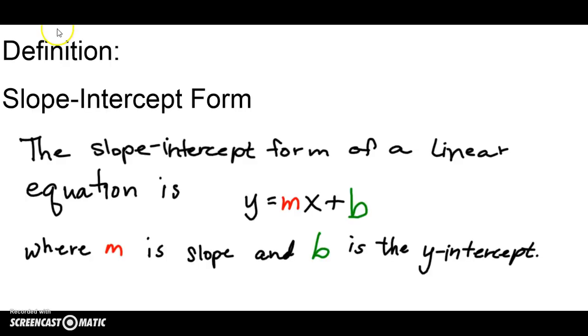Alright, so our definition for slope-intercept form is: the slope-intercept form of a linear equation is y equals mx plus b, where m is slope and b is the y-intercept. Go ahead and pause the video and write this down now. So if you notice, the number that's being multiplied by x, in this case the variable m, that's going to be our slope. And the number that's being added or subtracted to our x term is going to be our y-intercept. Let's look at example 1 so that we can identify the slope and the y-intercept.